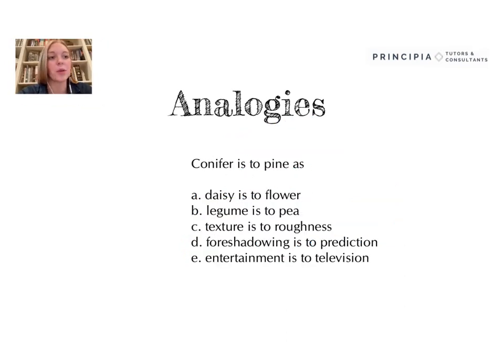So let's look at another example with conifer is to pine. I'm going to create an analogy sentence again for this one, but I'm actually going to create it starting with the word pine. For me, it's easiest to say pine is a type of conifer. And so when I go backwards like that, starting with the second word, I have to make sure that I do that same thing for all of the other answer choices that I see.